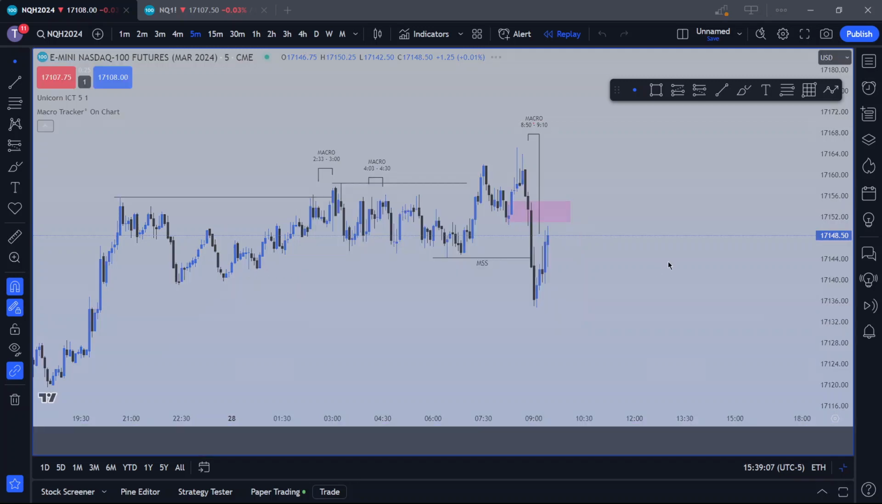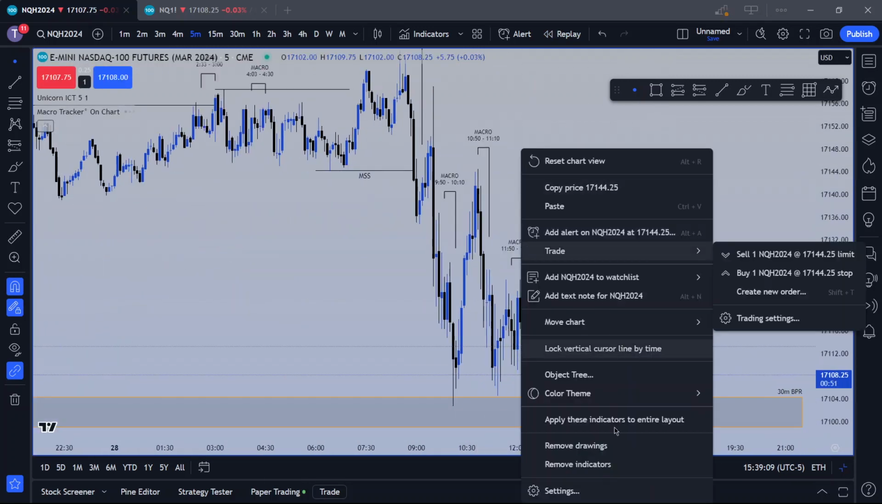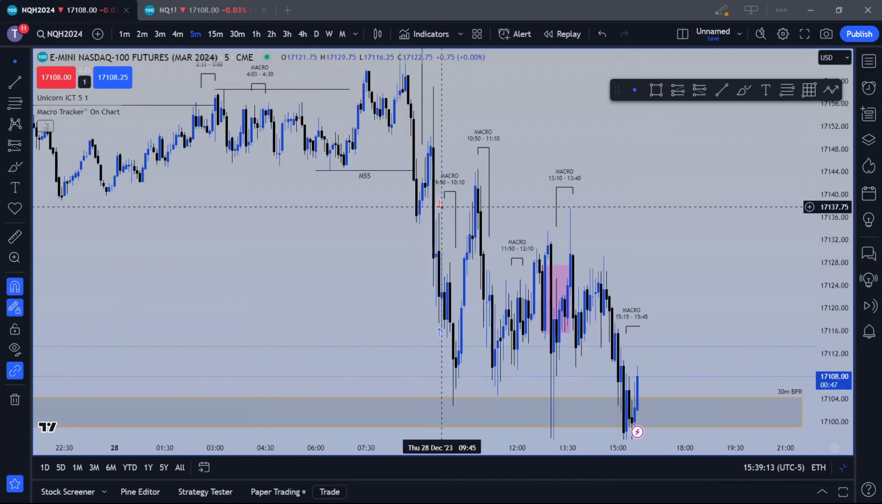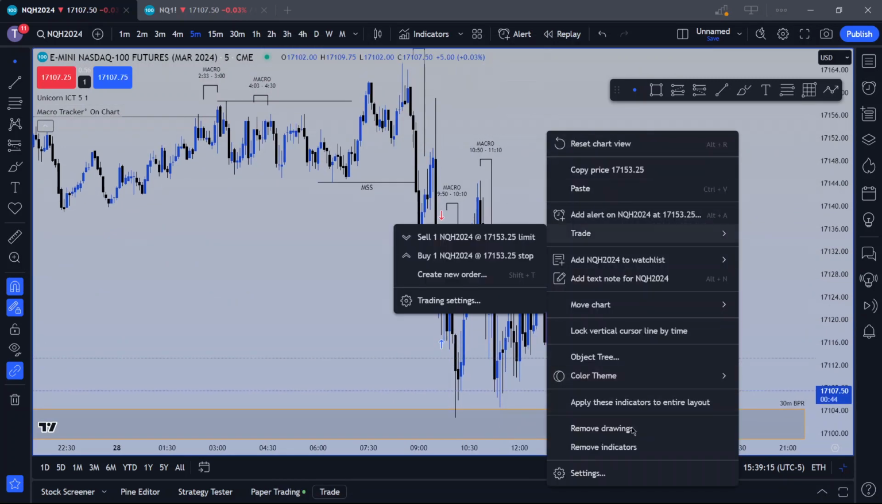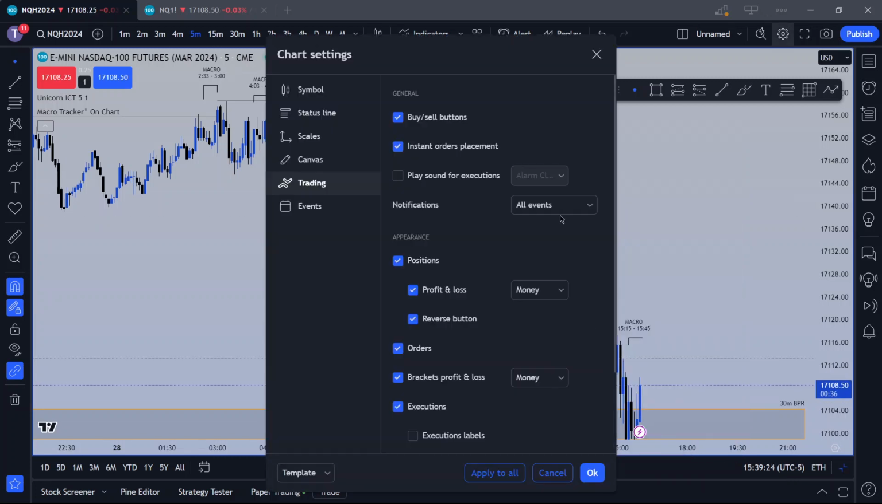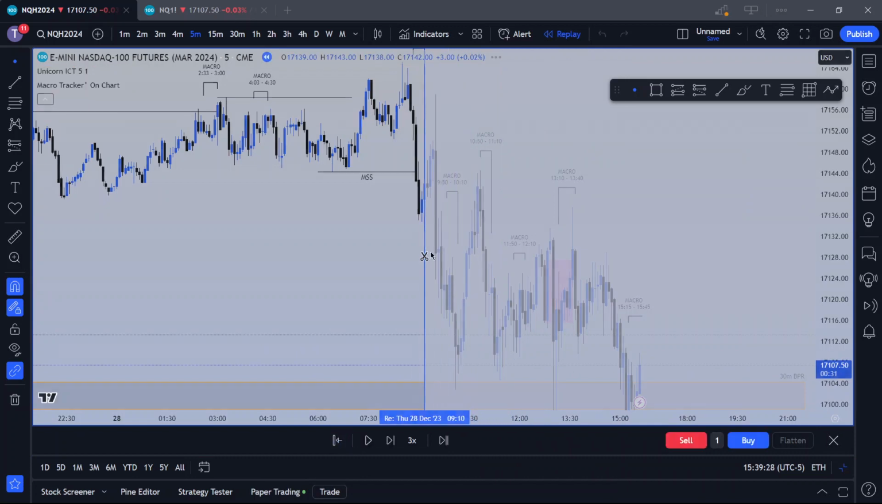I'm actually not quite remembering where my executions were. So let's take a look at that. All right, wonderful. So there is my execution in the 9:30. Oh wait, nope, the 9:40 5-minute fair value gap. So let's go back in time.